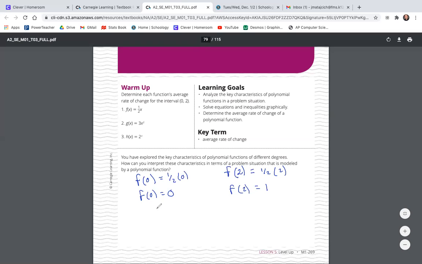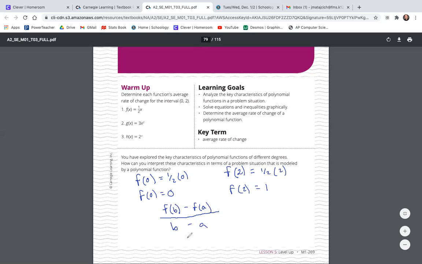So if we keep on moving through this, the average rate of change is f of the second output minus the first one. So we'll just do f of a for that. And then it gets divided by b minus a.